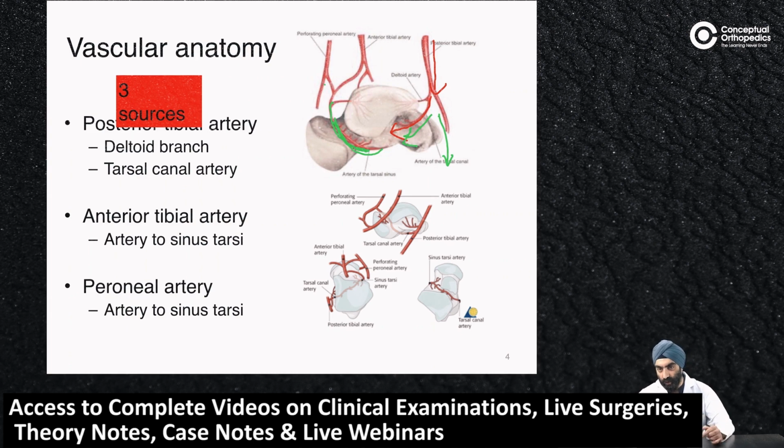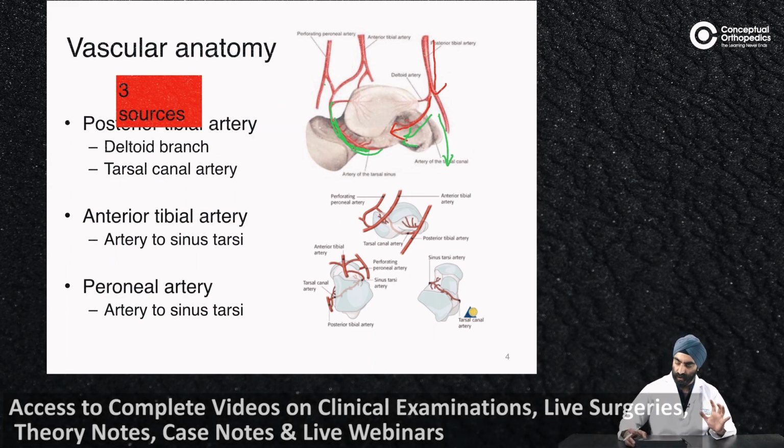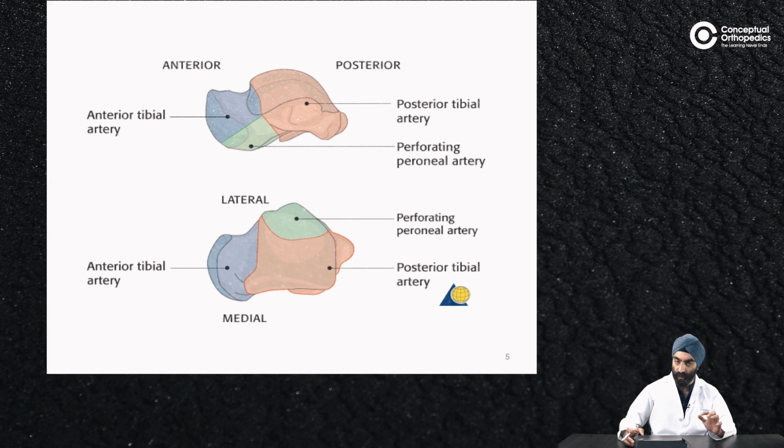So that's an important point to understand, that the deltoid artery, which is a branch of the posterior tibial artery, is the main blood supply. So if you understand how much of the blood supply is given by the different arteries, if you look at this, the posterior tibial artery gives this much of the blood supply. So mainly the whole of the body of the talus is supplied by the posterior tibial artery. The anterior tibial artery gives supply to a smaller area, and the perforating peroneal artery gives supply to a plantar aspect. So again, the whole of the body is supplied by the posterior tibial artery.